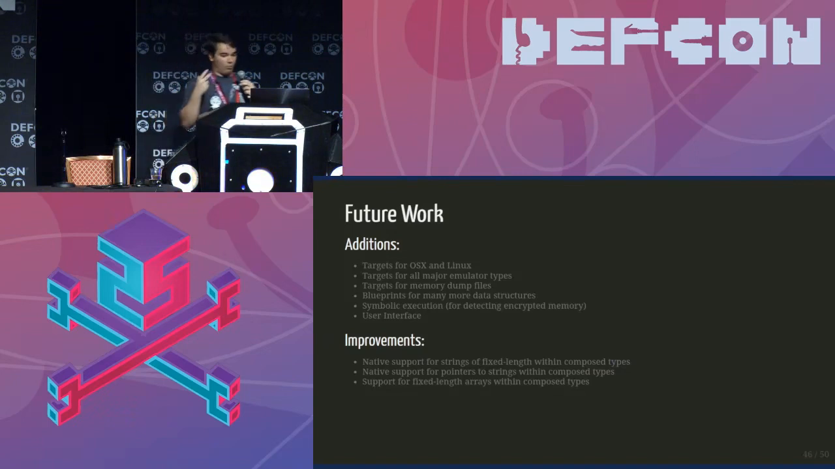On top of that, I want to add targets for all major emulator types and for memory dump files, because like I said before, we can scan anything that is bytes, not limit ourselves to processes.